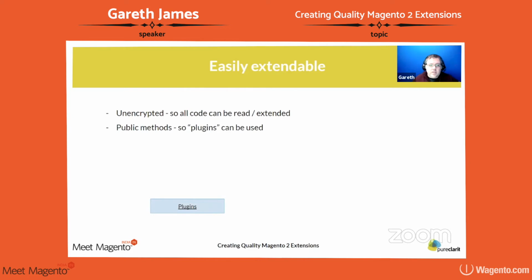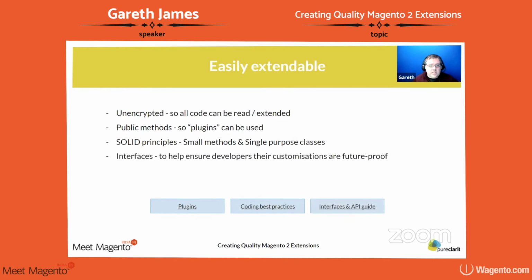Make sure your methods are public in your classes so that developers can use plugins to intercept the behavior of the classes. Use SOLID principles. This is part of the coding standard, but it's worth repeating. Make sure your methods are small, with a single purpose, so that customizations on top of these can be very targeted and very small, and otherwise it gets really messy.